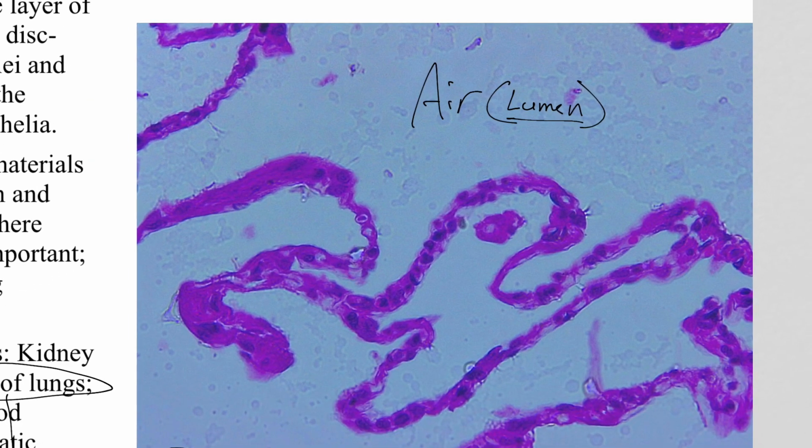Right? That term is used all throughout anatomy. Lumen just means open space. So the inside of your stomach is a lumen. The inside of your airway in the lungs is a lumen. The inside of an organelle in a single cell can be called a lumen.